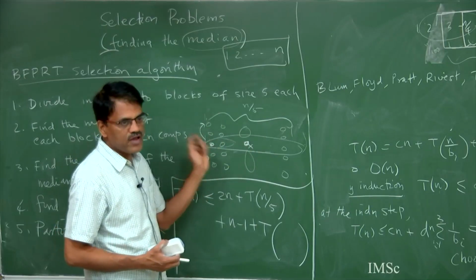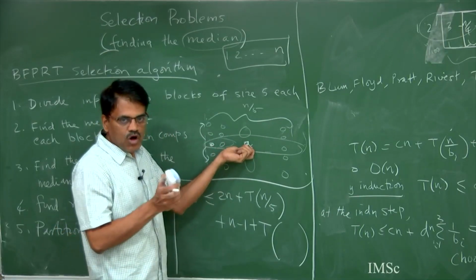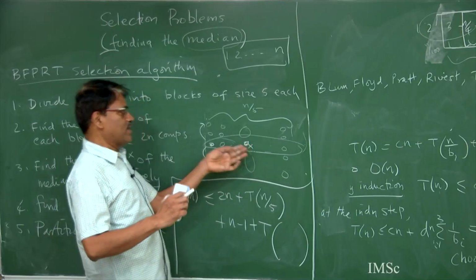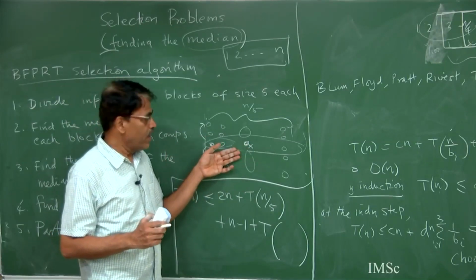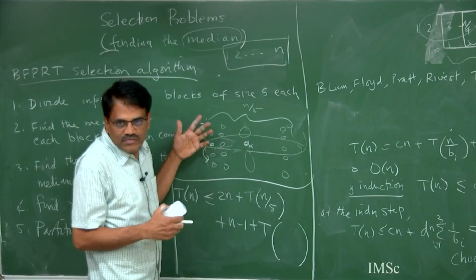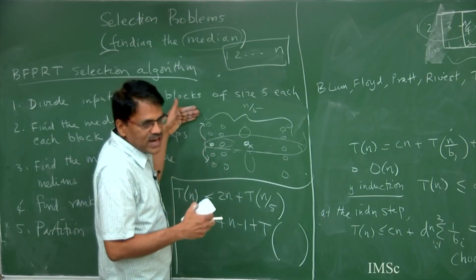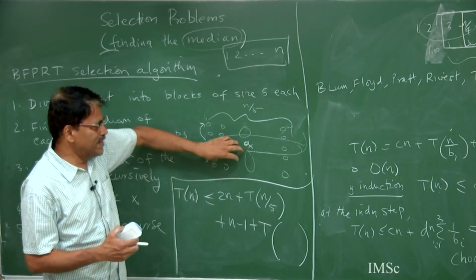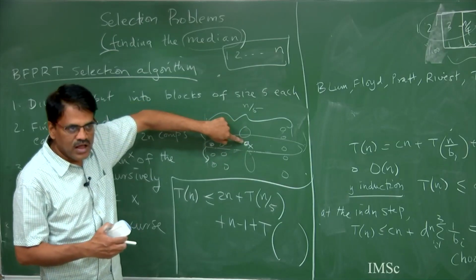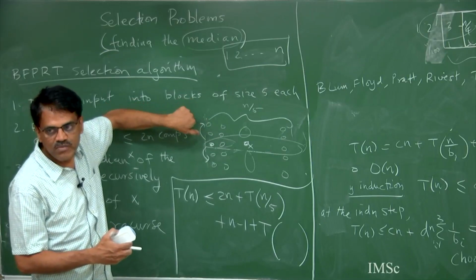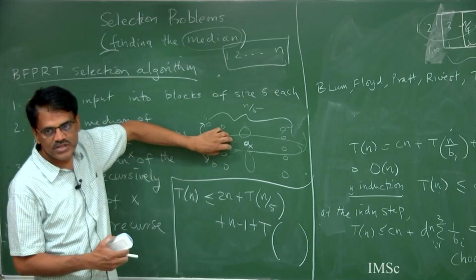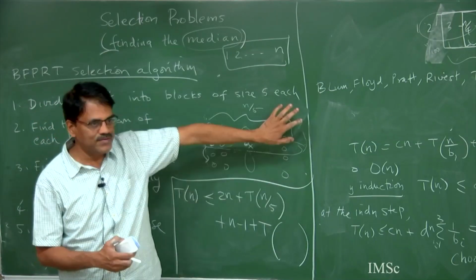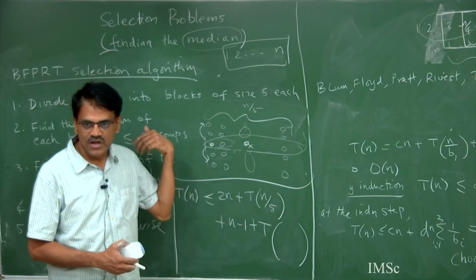Just in the middle row there are n over 5 elements, and I picked the median element. So, how many are to its left and how many are to its right in this row? N by 10 elements are this side, n by 10 elements are that side. But each element comes with 2 more, right. For every element there are 2 which are less and 2 which are larger. So, if you look at the n by 10 elements which are smaller than this, each one has 2 more elements smaller than those elements. So, totally 3n by 10 elements are smaller than this, and similarly look at the n by 10 elements which are larger than this, each one has 2 more elements larger than that. So, 3n by 10 elements are larger than that.